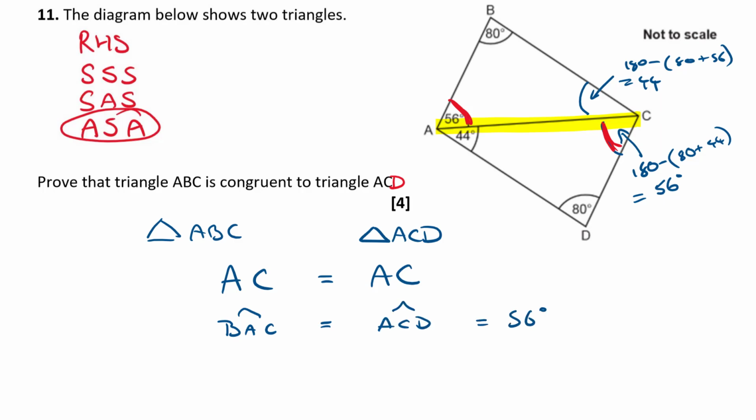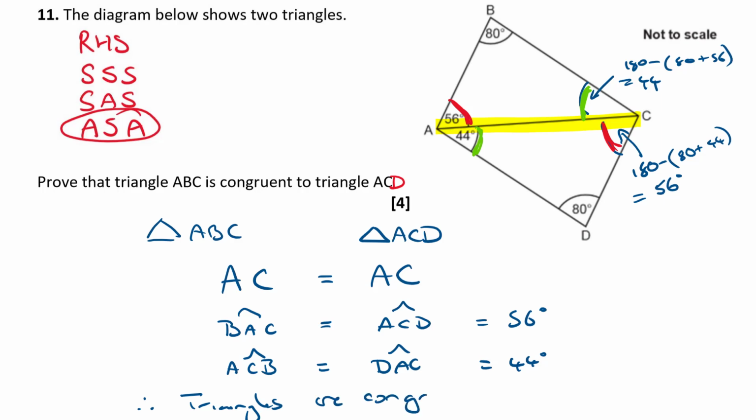which is 56. And we know that the other angle, so this one over here is 44 and this one is 44. So we can say that angle ACB is equal to angle DAC, and that is equal to 44 degrees. So therefore triangles ABC and ACD are congruent, and the reason is ASA. There we go, job done.